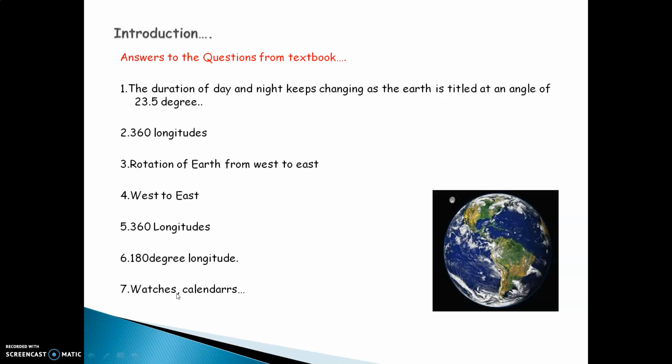Seventh question. How was time measured in olden days? In olden days, time was measured with the help of natural events such as sunrise and sunset and instruments like Datikapatra and sand timer. In the present days, we use instruments such as watches and calendars. So these are the answers to the questions asked in the textbook Geography, page number 1.